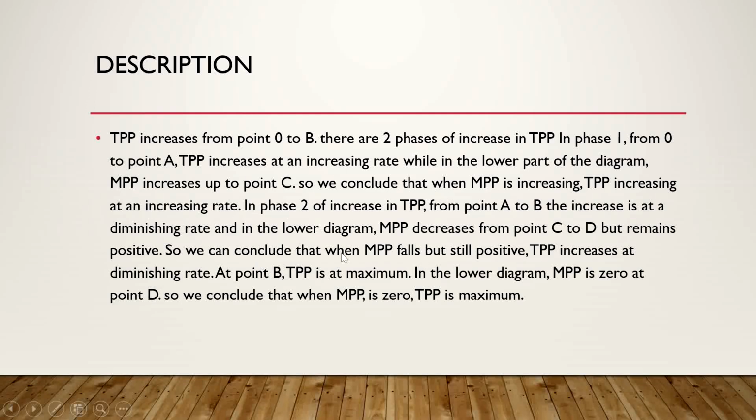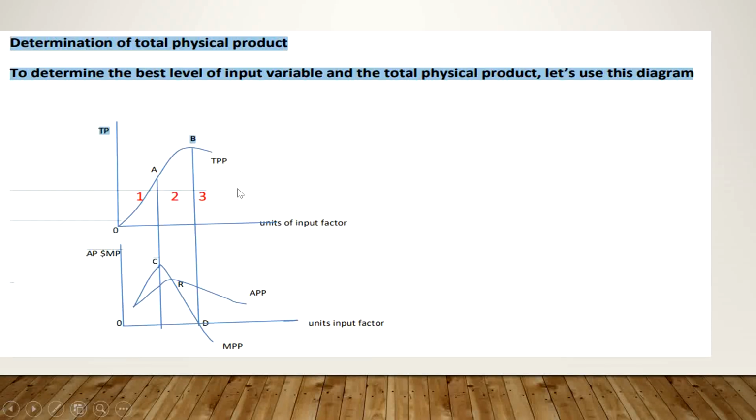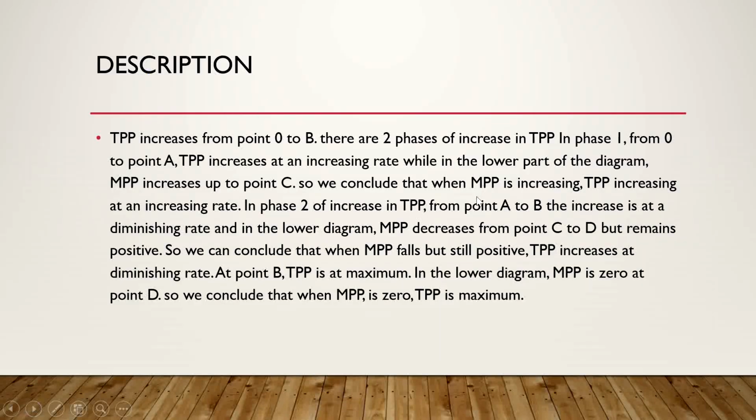But in phase 2, the increase of total physical product from point A to B is at a diminishing rate. What are we talking about? In this second phase, total physical product still increases, but at a diminishing rate. You can see the curve curving towards the end. That's the relationship we are describing here.